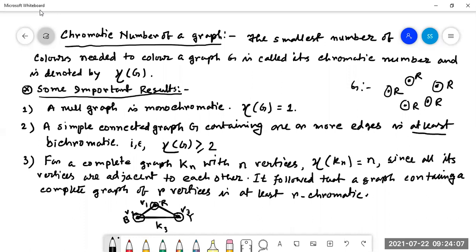Is it clear to everybody? For a complete graph, each and every vertex is adjacent, so the chromatic number is at least the number of vertices, maybe more than that also. Here we are taking the case 3, so the chromatic number of this graph is equal to 3. Chi of K3 equals 3. Now, can we go for the next part?